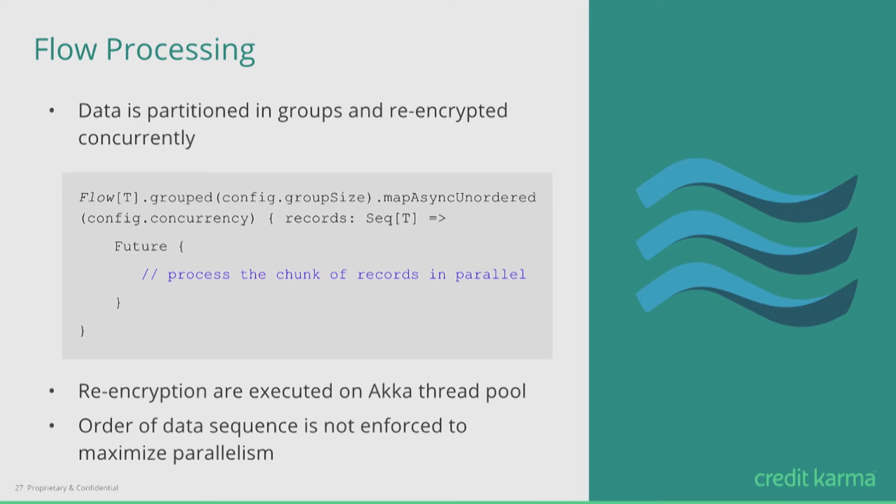So this is a code snippet showing how we establish the flow. We just do a group by based on the group size. And then since the order of groups sent to the sink is not important, we use map async unordered, so that as soon as a group is finished, we can send it to the sink as soon as possible to maximize parallelism. And all the re-encryption is done concurrently using threads in the Akka thread pool.